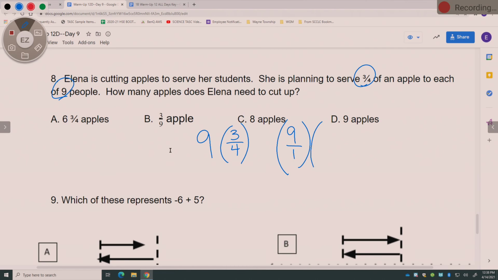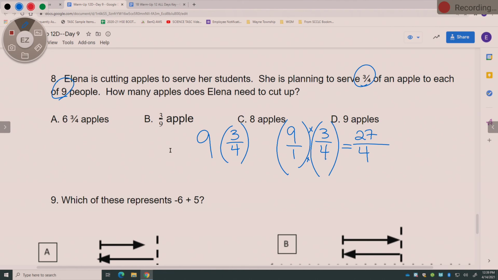So 9 as a fraction is 9 over 1. Then when we multiply fractions, we go straight across the numerator. So 9 times 3 is 27. And we go straight across the denominator. 1 times 4 is 4. But 27 over 4 isn't one of the answers they give me, so I need to take this from an improper fraction into a mixed number.